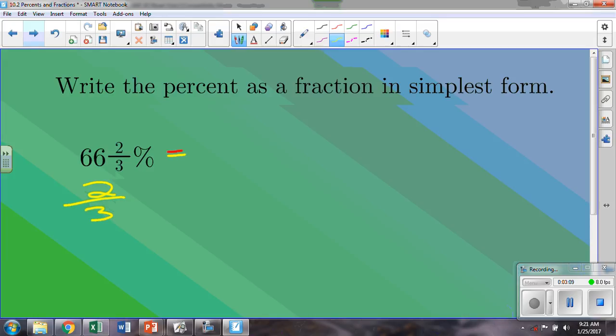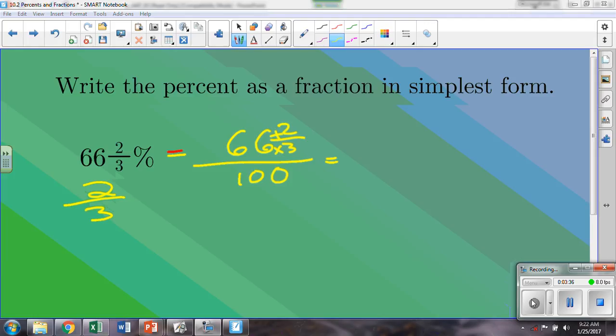Our techniques are still the same. 66 2/3 over 100. Well, simplified fractions don't have a fraction inside a fraction. So the next piece we would have to do is to multiply and add to turn that into an improper fraction. 66 times 3 would equal, that's 198. 198 plus 2 gives you 200, so that's the fraction 200 over 3, all over 100.